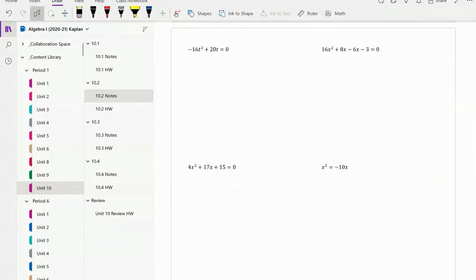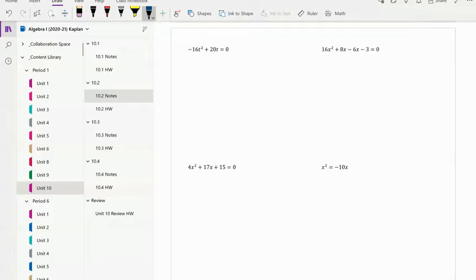So this first one, step 1: is it set equal to 0 and in standard form? Yes, our t squared comes first, followed by our t, and it's set equal to 0. So step 1, check. Step 2, let's factor it. Well, always look for a GCF first. And I would even say, because this is a negative 16 here, whatever our GCF is, let's pull out a negative. It's going to make this look a little bit prettier.